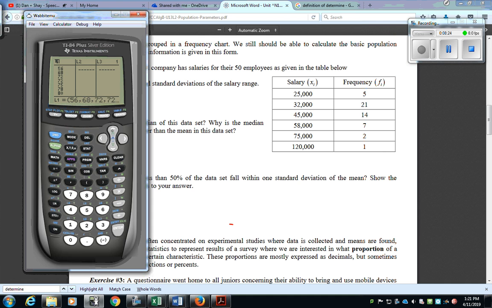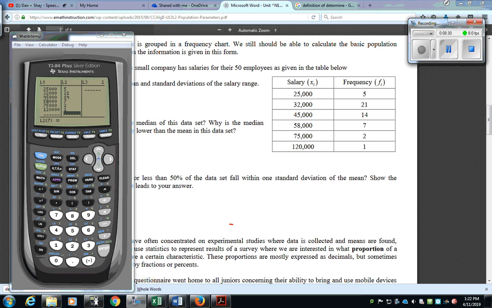Now you can clear all the data out by hitting clear and enter. And then when I get back, you'll see that I have all the numbers in. So I have all the numbers inputted, and you'll see that I use L1 and L2 because there's 2 lists of numbers. Now for the frequency, what this means is that if I circle this 21, there are 21 32,000s. So 21 people have 32.